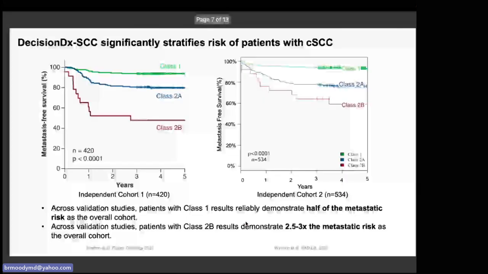So I had ordered DecisionDx-SCC, the 40-GEP test, in this patient, and he came back as a class one result. There have been three cohorts; I'm just showing you two here. There's a very wide difference in metastatic risk based on class. Class one has a relatively lower risk of metastatic disease. Class 2B is a huge risk, nearly one in two. And class 2A is in that 20% range of metastatic risk.